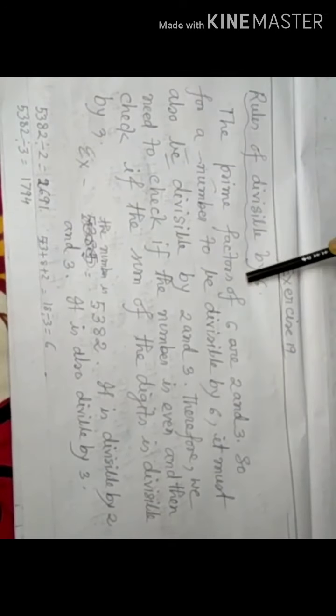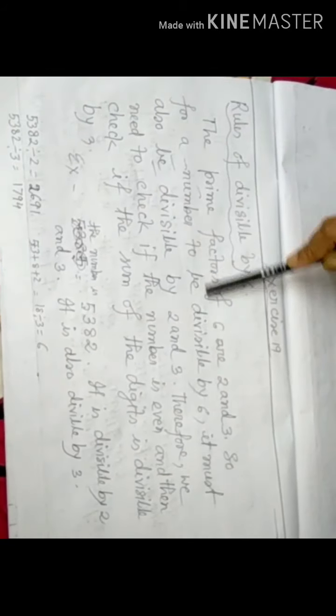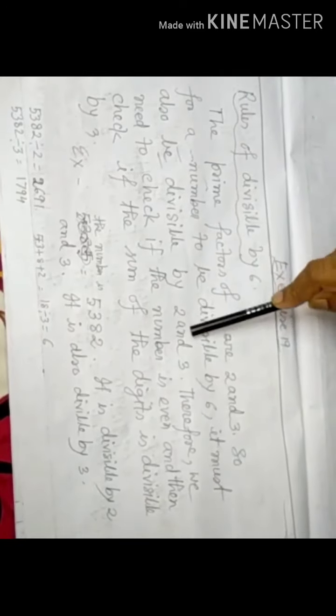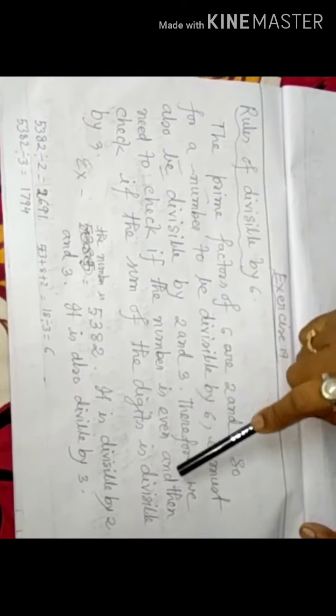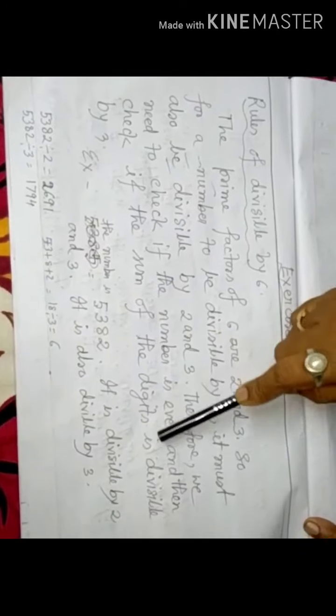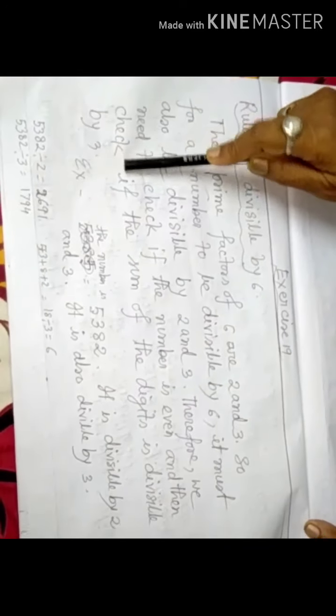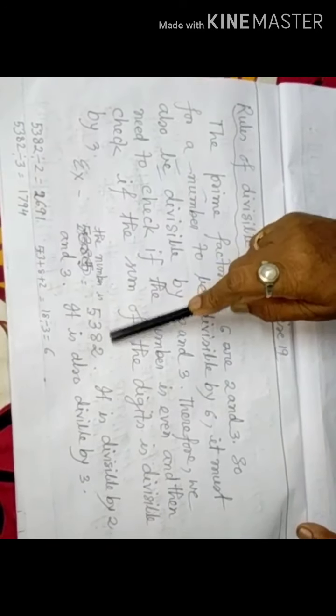Rules of divisibility by 6. The prime factors of 6 are 2 and 3. So, for a number to be divisible by 6, it must also be divisible by 2 and 3. Therefore, we need to check if the number is even, and then check if the sum of the digits is divisible by 3. Example: suppose the number is 5382.